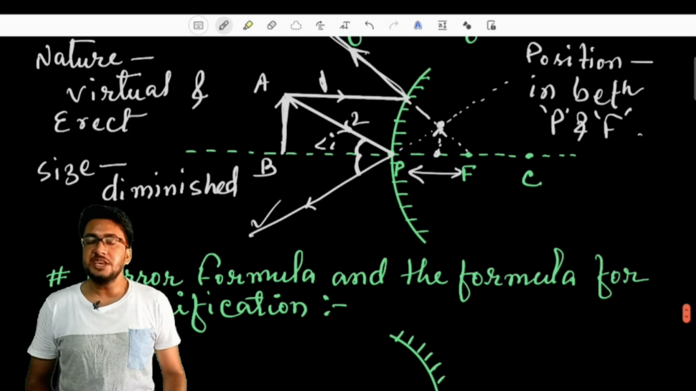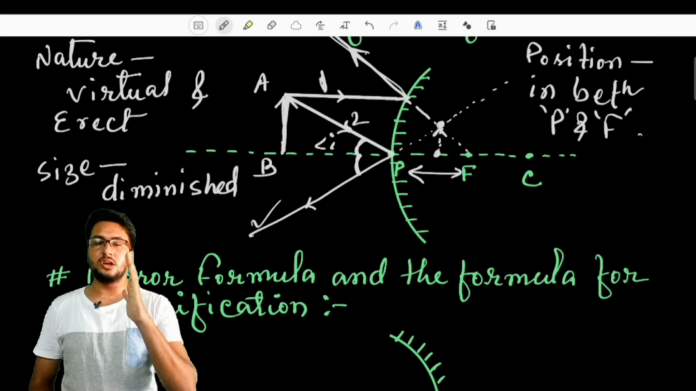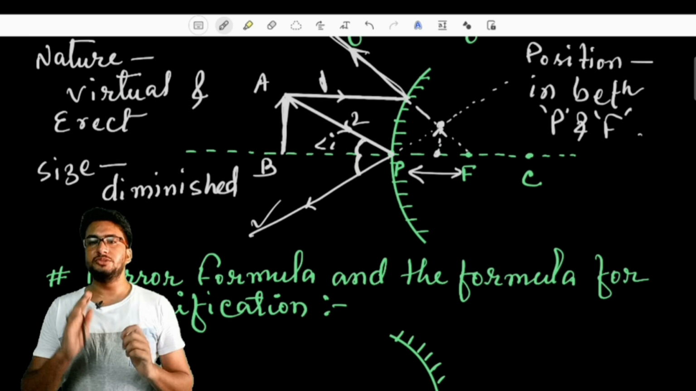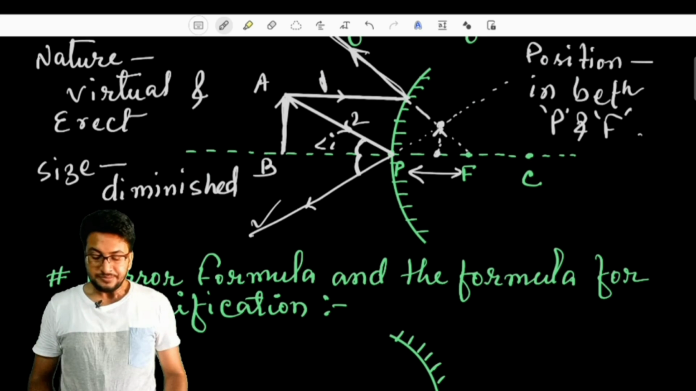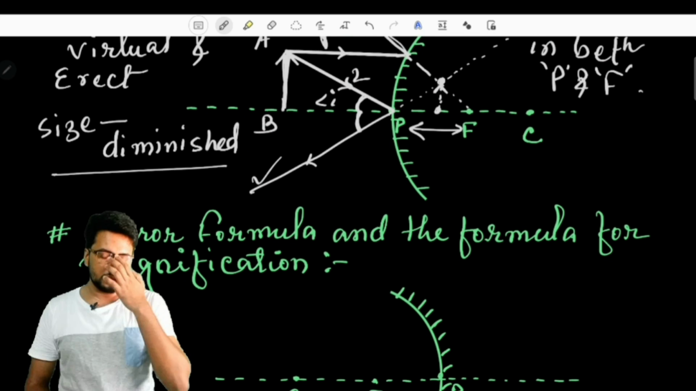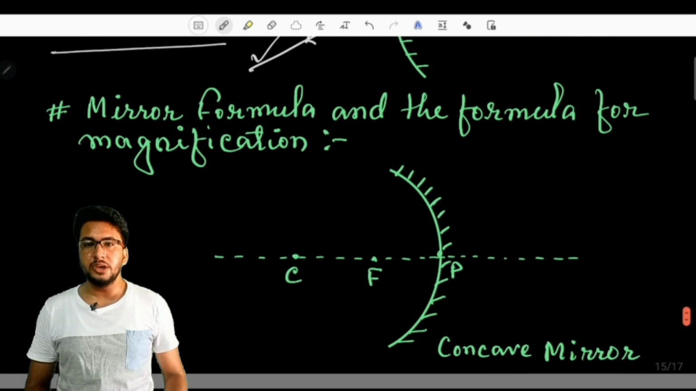So the size becomes diminished. That means if you examine the height of the object and the height of the image, you will find that the object is greater in height as compared to the height of the image. Okay, so in this case we found that the size of the image will be diminished. So this all was about the discussion of the image formation by a concave mirror and a convex mirror.